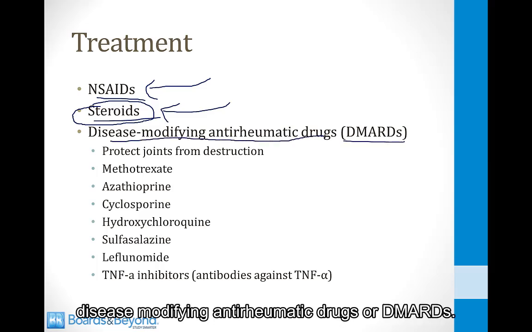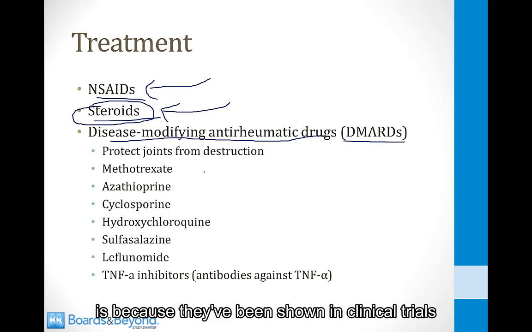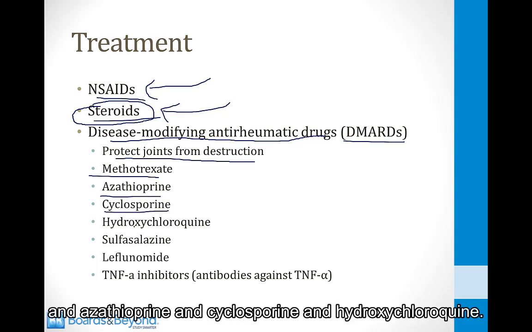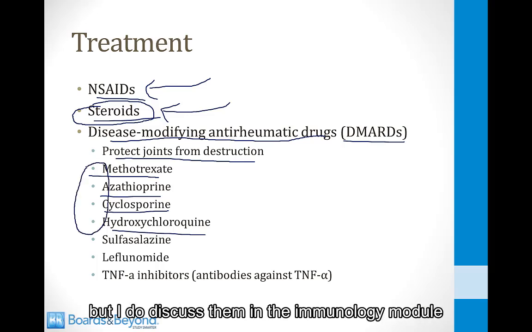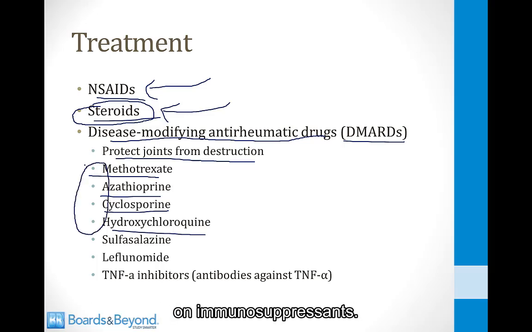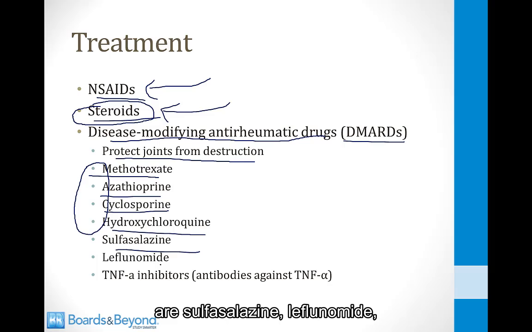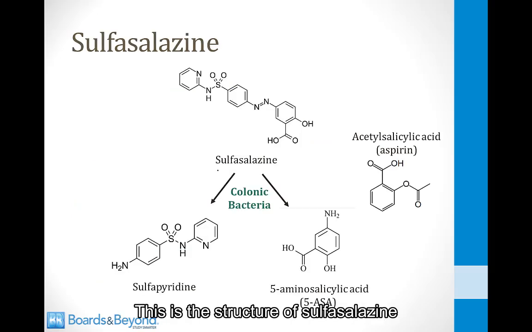drugs, or DMARDs. The reason they're called disease-modifying is because they've been shown in clinical trials to protect joints from joint destruction. These include drugs like methotrexate and azathioprine and cyclosporin and hydroxychloroquine, and I won't talk about these 4 drugs now, but I do discuss them in the immunology module on immunosuppressants. 3 drugs which I will discuss in this module are sulfasalazine, leflunomide, and the TNF-alpha inhibitors, which are antibodies against TNF-alpha. This is the structure of sulfasalazine shown on the screen here.